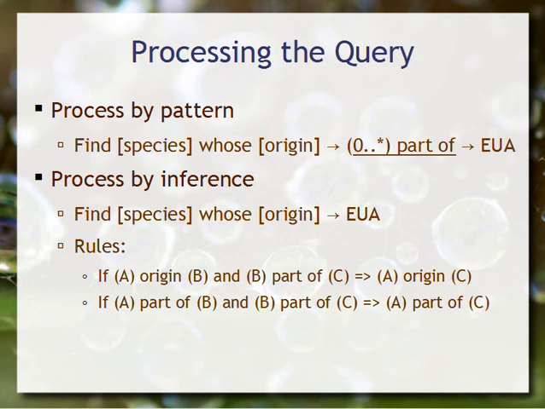So when you have this, how do I go to the graph to find the information I need? There are two approaches. One approach we call process by pattern, and the other is process by inference.